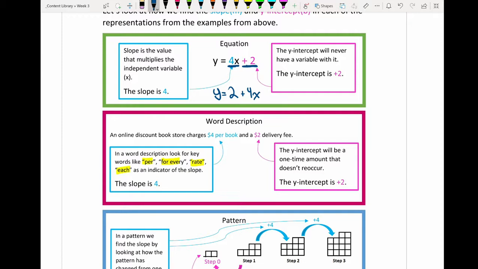And if we go back to our table, we would see that. And that would indicate that our slope is 4. The y-intercept will be a one-time amount that doesn't reoccur. So it doesn't continuously get added, or it doesn't add when numbers increase. So in this case, when we look at a delivery fee, the delivery fee is a one-time amount. It does not continuously get added. You do not get charged multiple times for it, right? And that's where you'll see those terms of flat fee, base price, initial fee, things like that. So that's going to indicate that it only occurs once. It's still there, but it only occurs once.